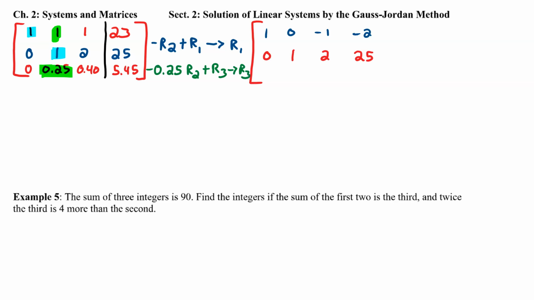So 0 times anything is still 0, so this entry is going to stay a 0. -0.25 plus 0.25 will give us a 0. -0.25 times 2 plus 0.40 will give us a -0.1. And negative 0.25 times 25 plus 5.45 will give us a negative 0.8.